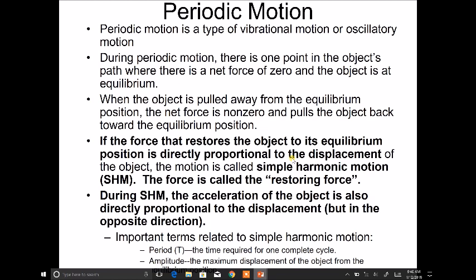Periodic motion is a type of vibrational motion, or sometimes called oscillatory motion. During this type of motion, there is one point in the object's path where there is no net force. At that point, the object is said to be at equilibrium. When the object is pulled or pushed away from the equilibrium position, the net force becomes non-zero and always pulls the object back toward that equilibrium position.